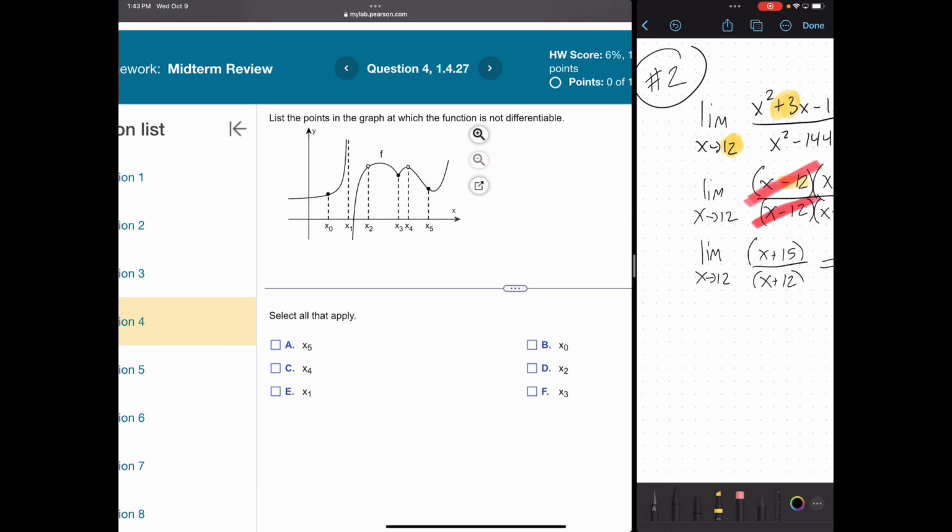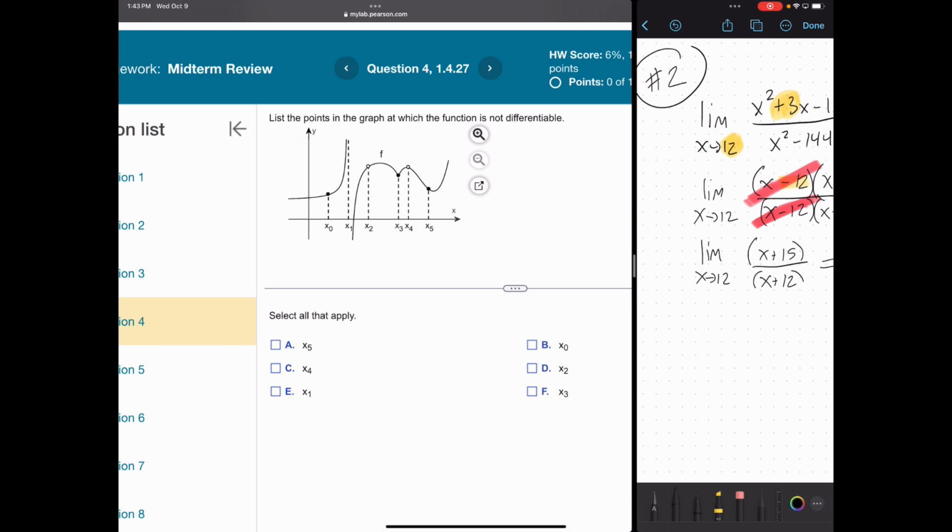All but x0 and x5. Why? What's special about x0 and x5 that tell me it's differentiable there? The best way I think about it is that there's nothing weird going on there. Another way you could say it is, my function is continuous there. My function is continuous at x0 and continuous at x5.